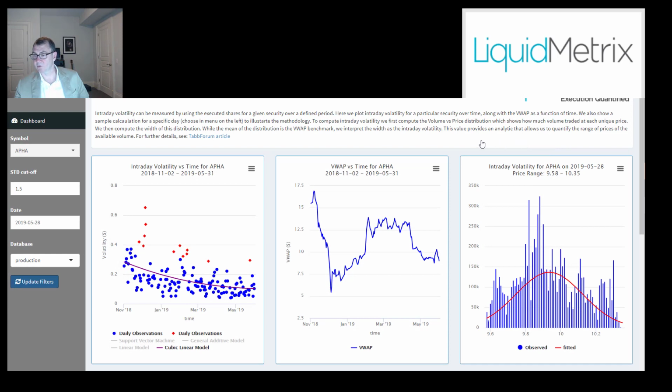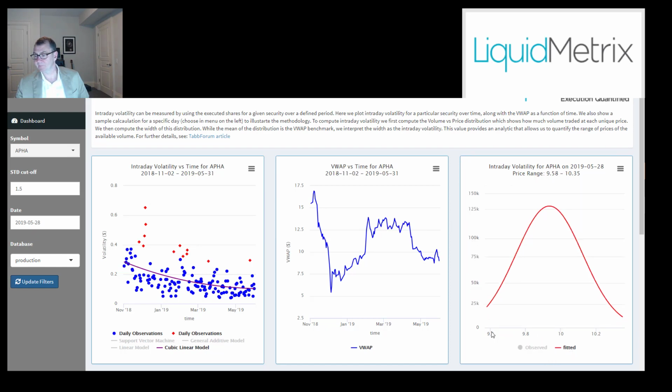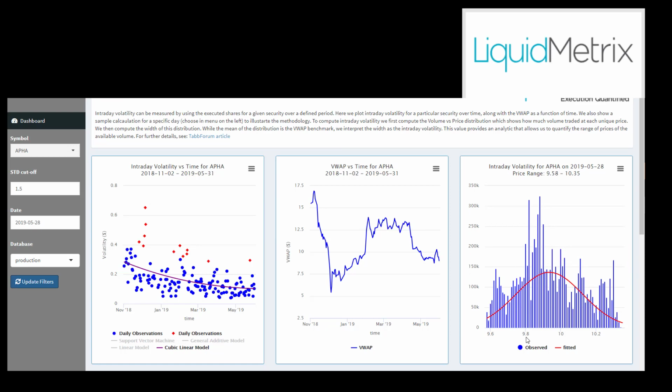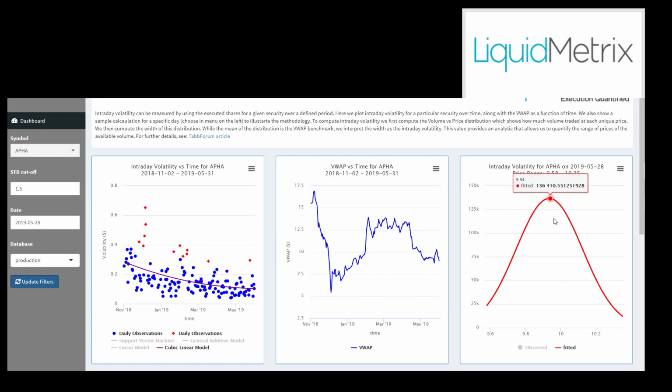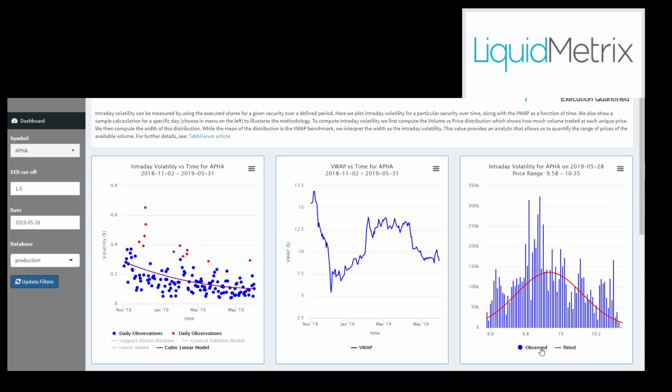Okay, now we've switched tools. We're using an online tool. This is part of the research suite, and what we've done here is we've got the same chart that we saw back in R. The red curve here is a fitted Gaussian that has the same mean and standard deviation as our price volume distribution. Now, it's the standard deviation, the width of this distribution, that we can use to characterize our intraday volatility.